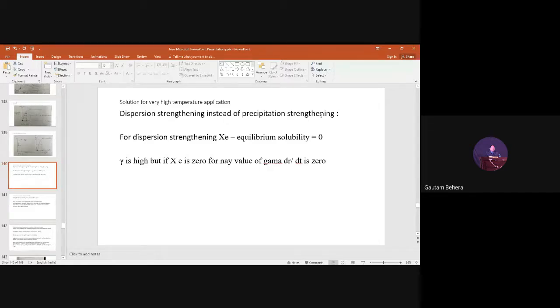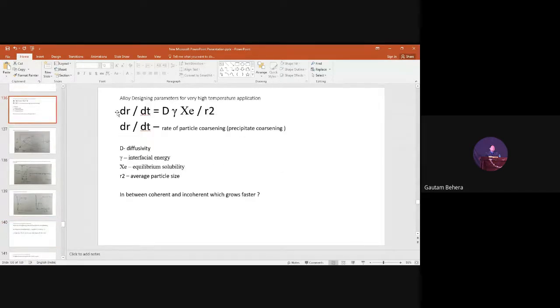But if only precipitation strengthening is there, the precipitate will become soluble and it will grow with time, right? So Xe is important. For dispersion strengthening, the equilibrium solubility Xe is 0. That means the dispersed solid will not become soluble in the matrix with increasing temperature. They are stable at that temperature, right? Because dr by dt is directly proportional to Xe. Precipitate Xe increases with increasing temperature. But Xe will not be affected in dispersion strengthening because Xe is 0. So if Xe is 0, dr by dt is also 0.